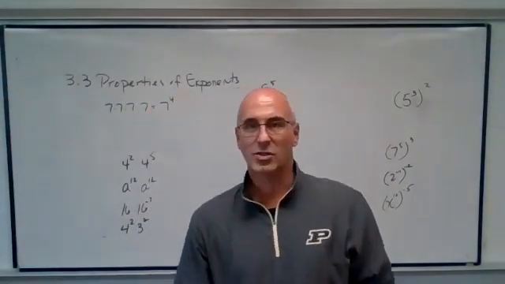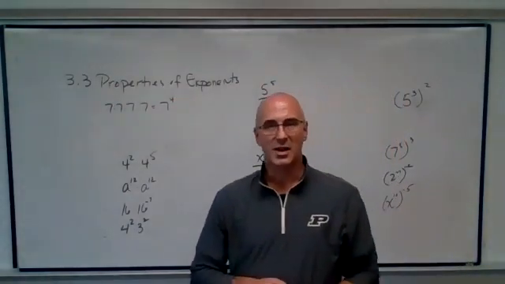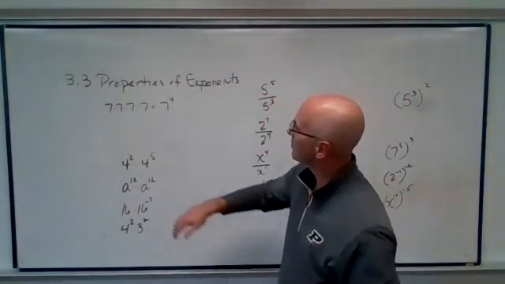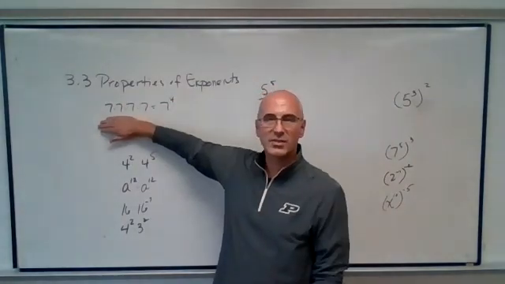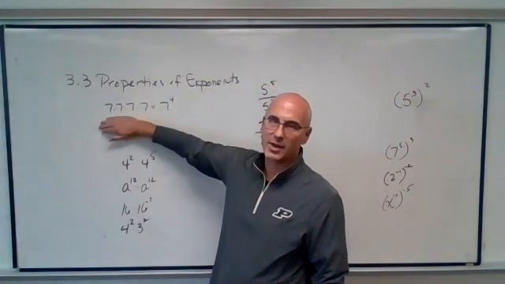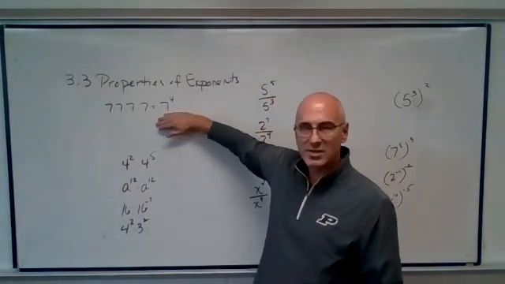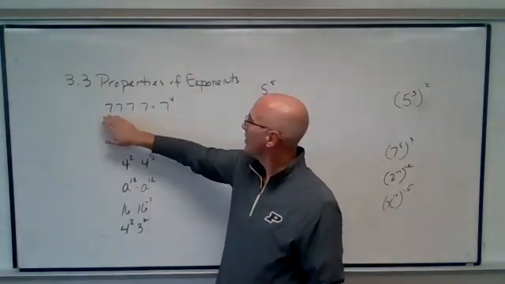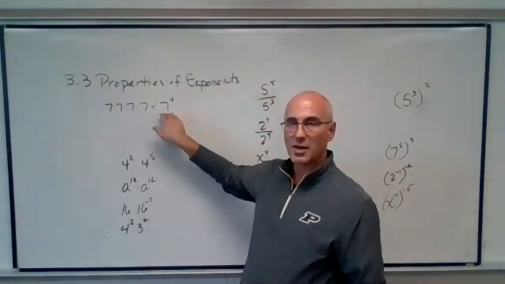So today we are going to discuss various properties of exponents. Let's take, for instance, 7 times 7 times 7 times 7. That we know is 7 to the 4th because we have 4 factors of 7.